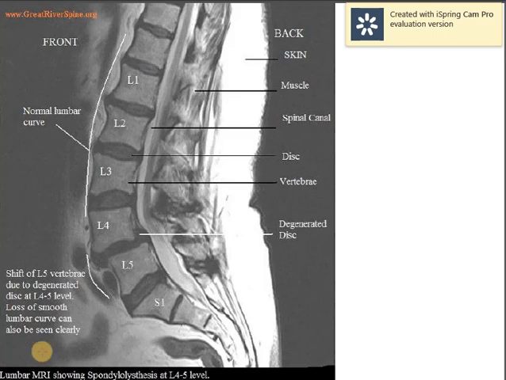So here you can see the lumbar MRI showing the spondylolisthesis at the L4, L5 level. Now if you see here at the L4, L5 level, there is the shift of the L5 vertebra due to the degenerated disc at L4, L5. Loss of smooth lumbar curve can also be seen clearly. The L5 is shifted. Can you see? So this is the L4, L5. The L5 is a little bit shifted and the loss of smooth lumbar curve can also be seen clearly.